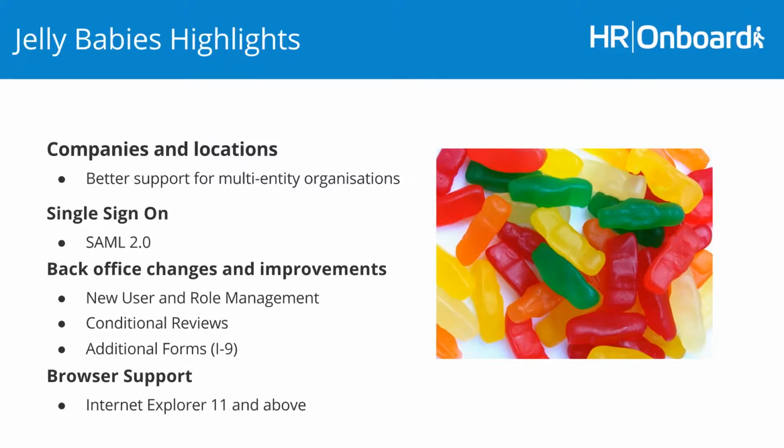There's probably 4 major categories of items. The first one is around companies and locations. We've introduced better support for organisations that have multiple entities. So that might be a single company that has multiple employing entities, or it could be a group of brands that work under multiple legal entities. And then also the idea of locations within there. Simone will show you how that looks within the user interface. And this really is going to simplify some of the setups for some of our larger customers.